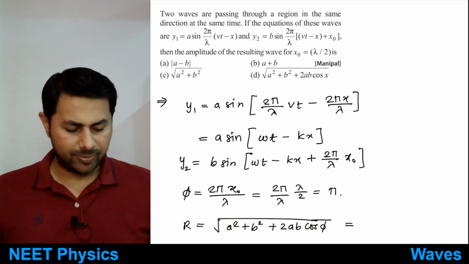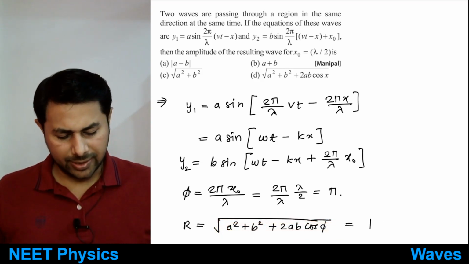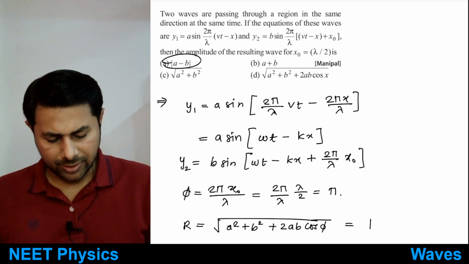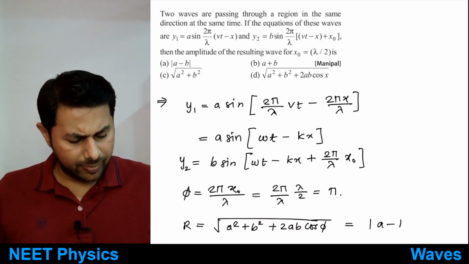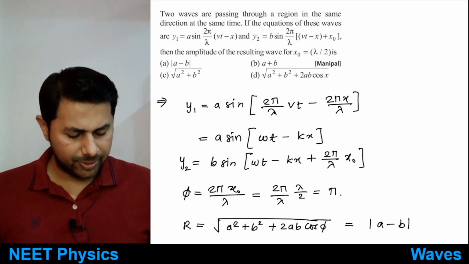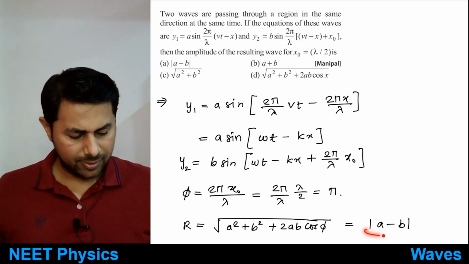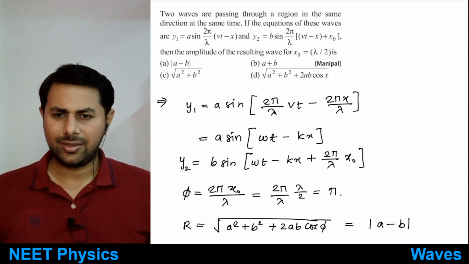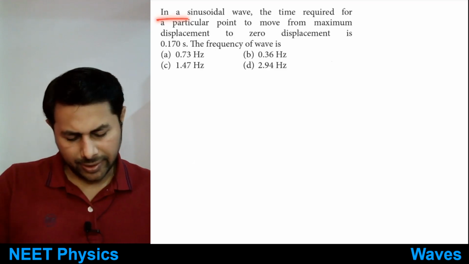So that is a minus b, but you don't know whether a is greater or b is greater. So the answer would be the absolute value of a minus b. Okay, this thing is clear? Yes, no? Let's see this one.